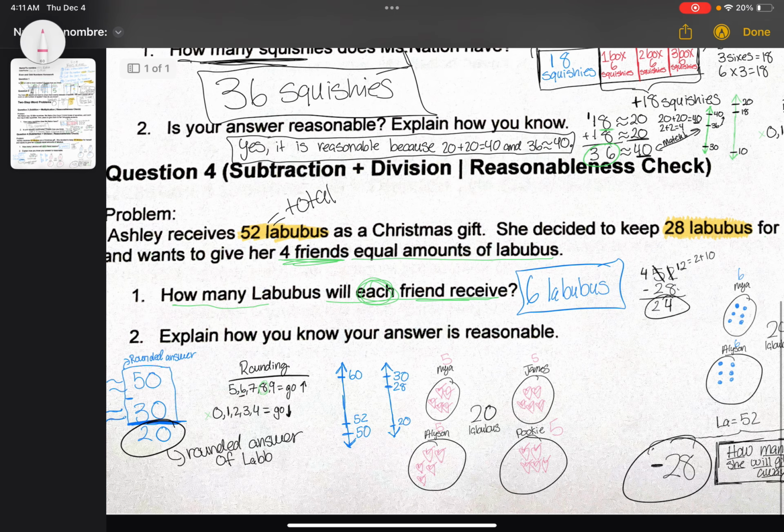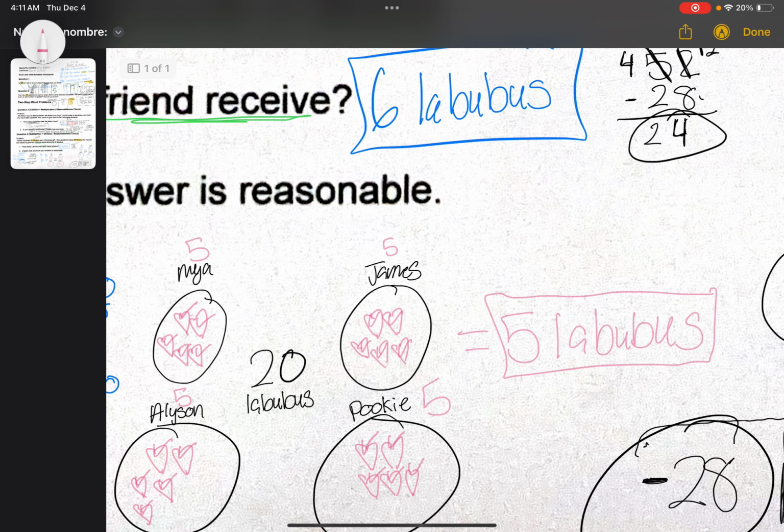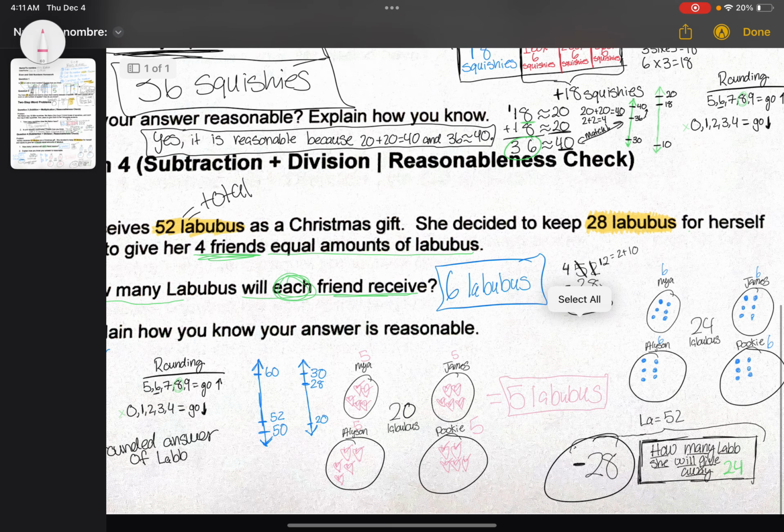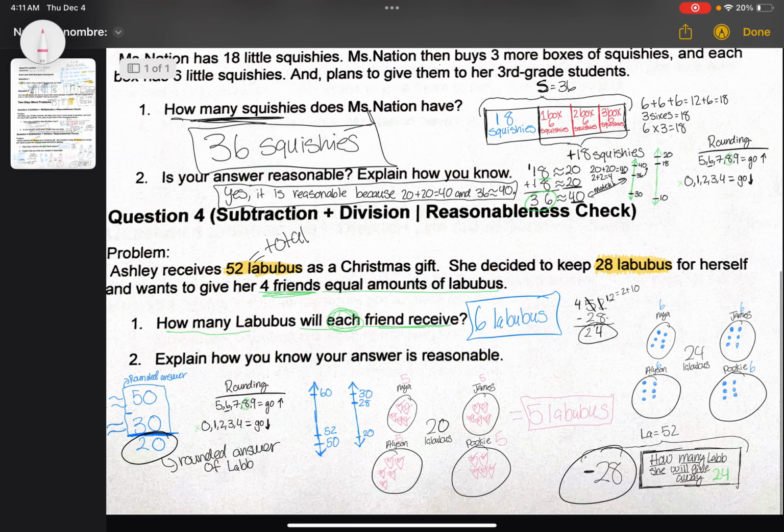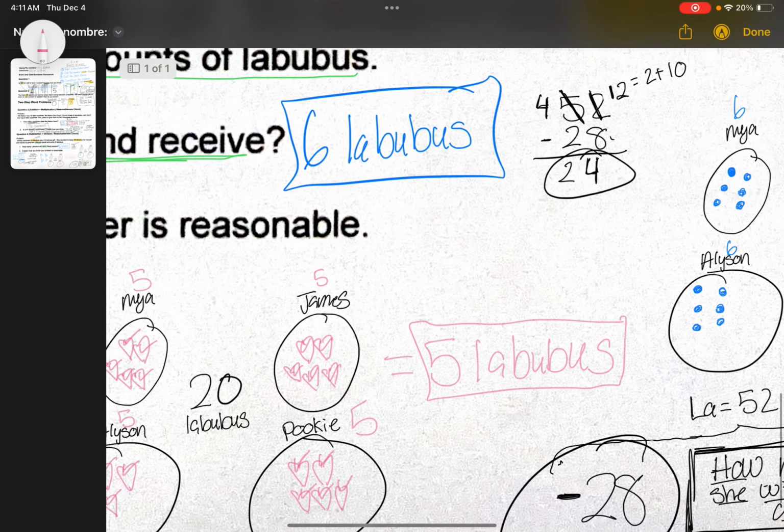Now, to see if our answer is reasonable, we're going to compare our rounded answer, which is 5 labubus, with our actual answer, our real answer, which is 6. Are 5 and 6 very close to each other? They're not the same, but are they close to each other? Yes, they are. 5 and 6 are literally just neighbors. So, because they're neighbors and next to each other, our answer is reasonable. Our answer is 100% reasonable.